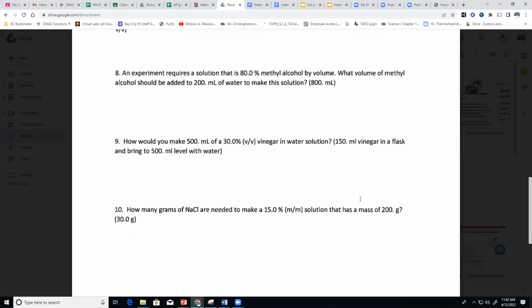And that one, if you did it correctly, see the answer is 800 mLs and you do need 3 sig figs. Does anybody want me to work through that one? All right.